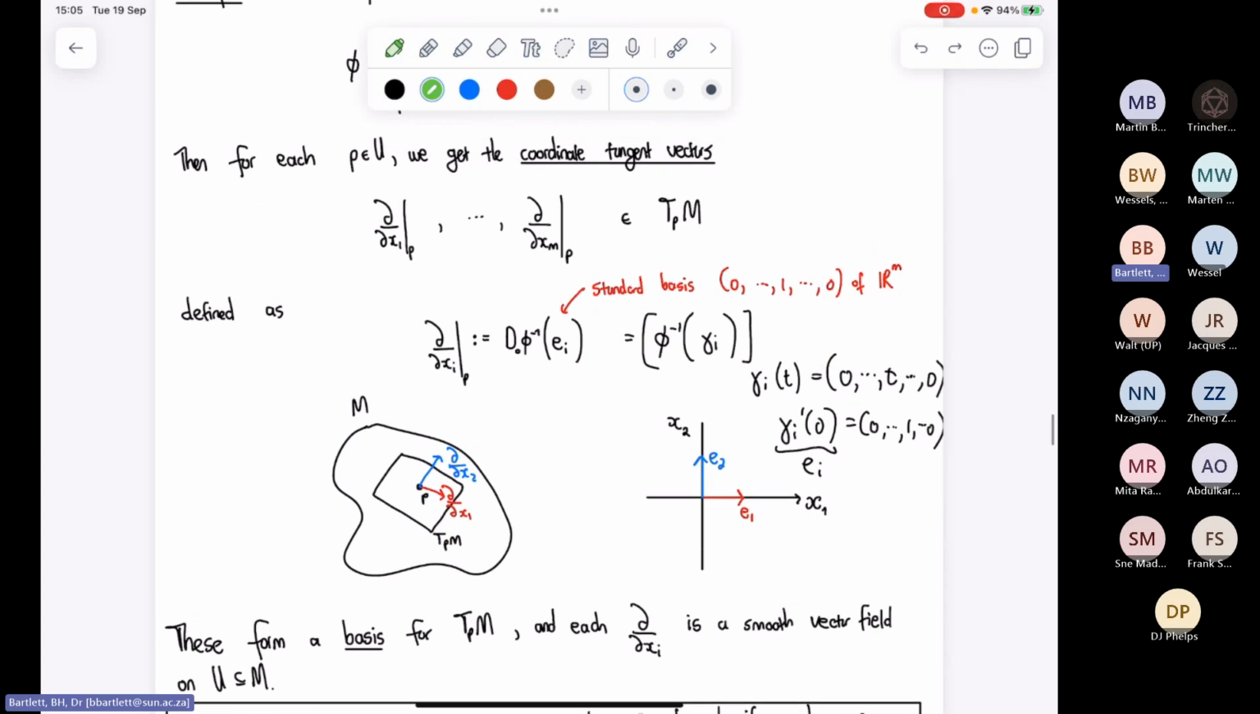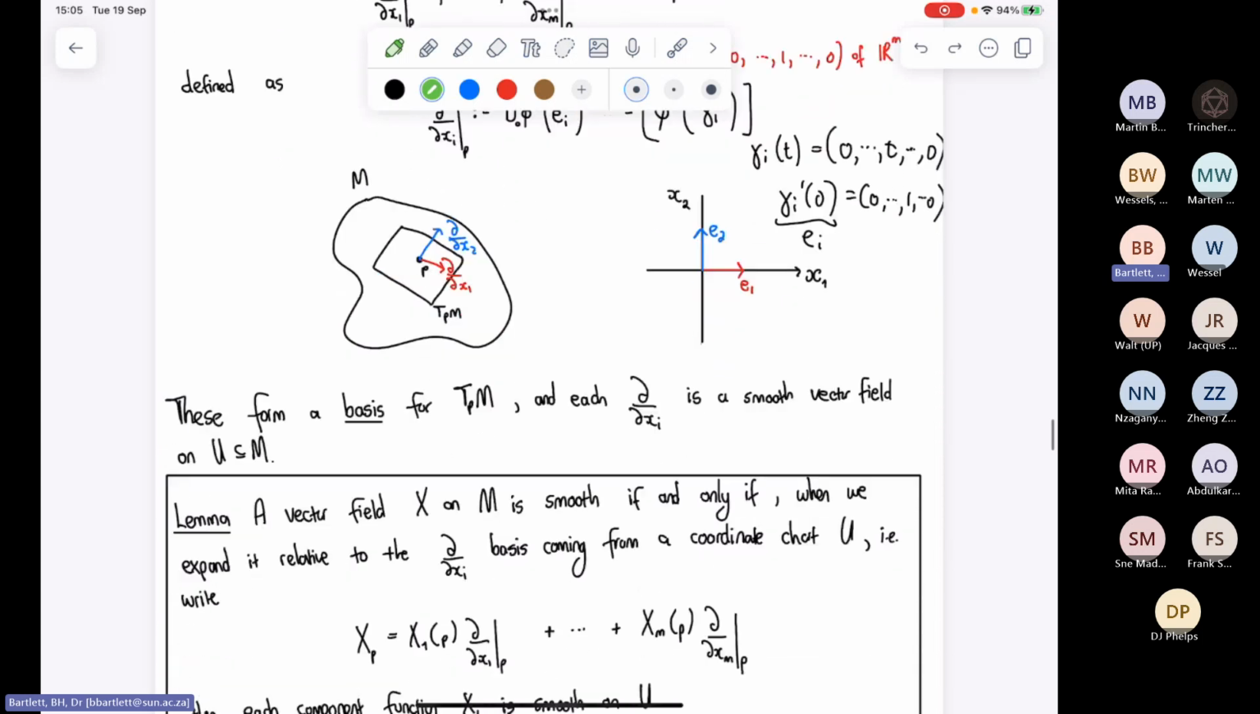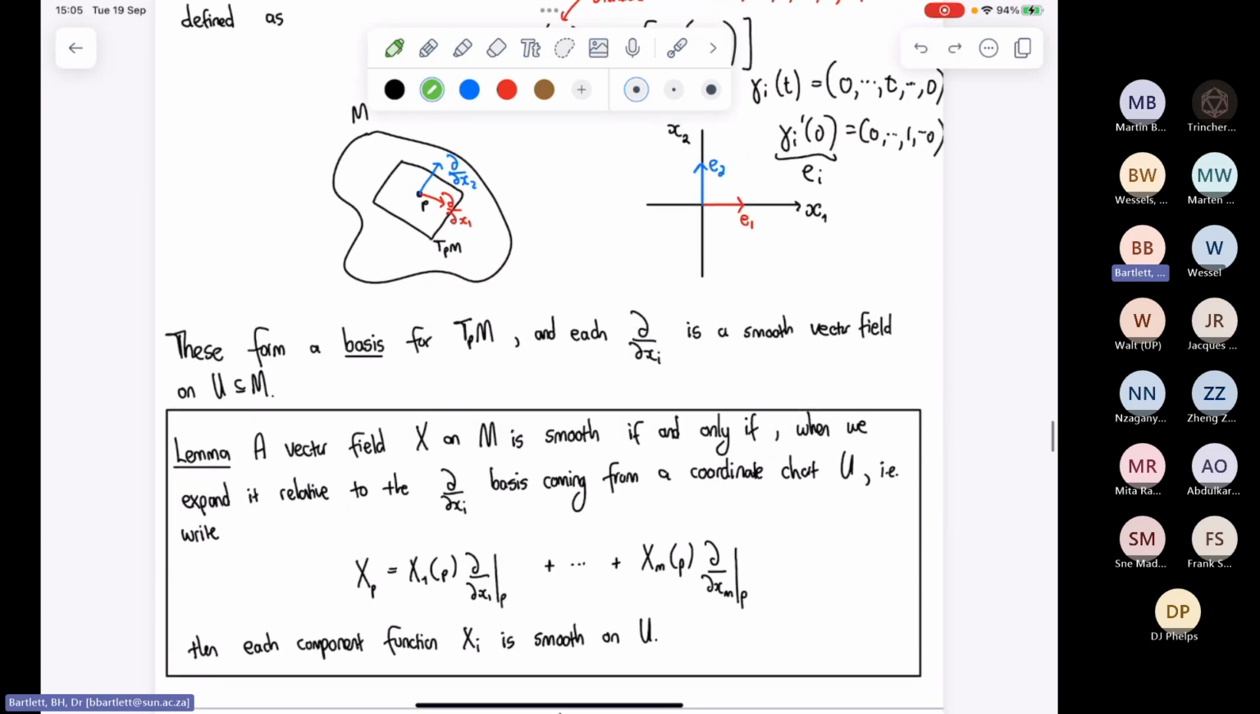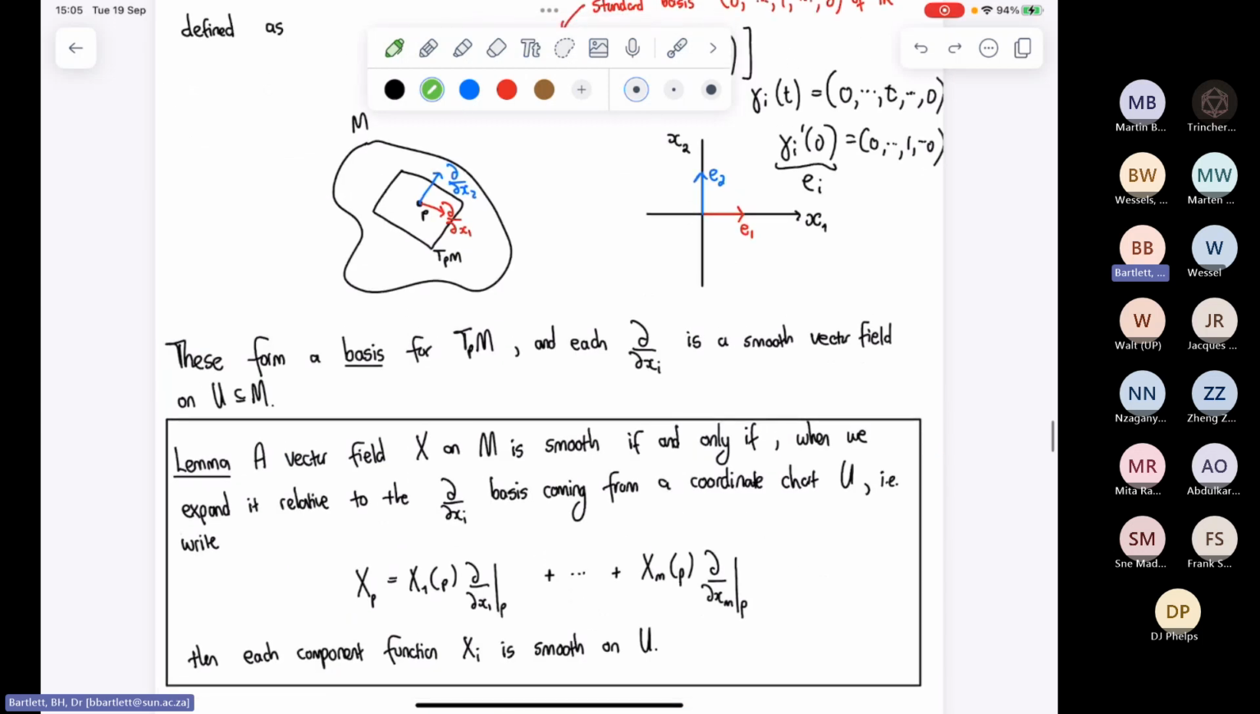So the claim is firstly that at each point P, these coordinate tangent vectors form a basis for the tangent space. And then secondly, that each of them is actually a smooth vector field on that chart. Okay, and I think I should make that an exercise, which I will do. And moreover, in fact, using these coordinate vector fields, you can check whether any vector field is smooth.